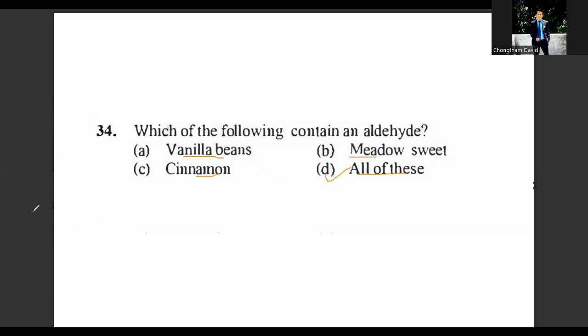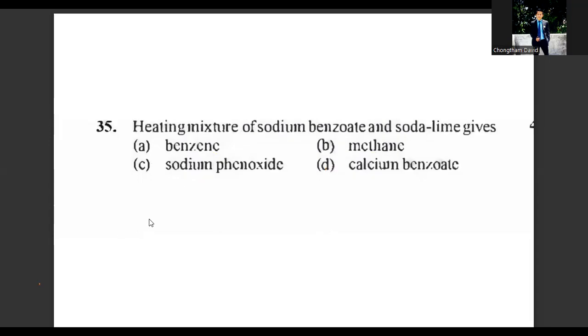Question number 35. Heating the mixture of sodium benzoate and soda lime gives? Basic question. Gives what? Benzene. Question number 36. Let us read the question. We'll move faster, okay? Easy questions.